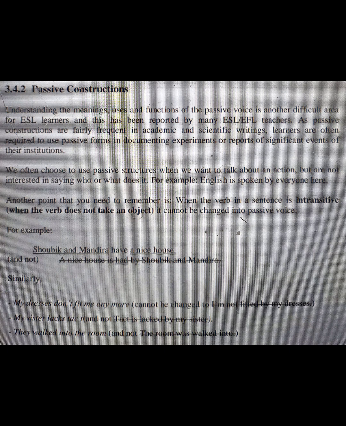Another point that you need to remember is, when the verb in a sentence is intransitive, when the verb does not take an object, it cannot be changed into passive voice. For example, Shubik and Mandira have a nice house, and not, a nice house is had by Shubik and Mandira. Similarly, my dresses don't fit me anymore cannot be changed to I'm not fitted by my dresses. My sister lacks tact, and not tact is lacked by my sister. They walked into the room, and not the room was walked into.